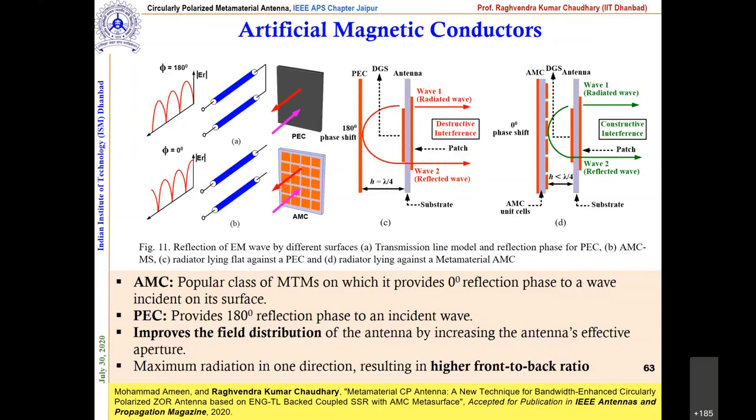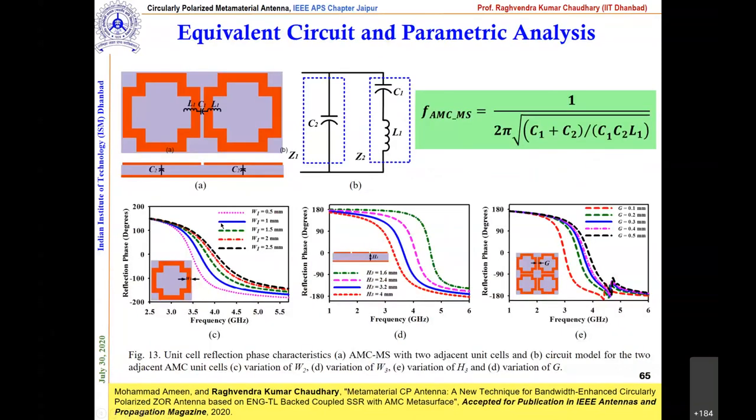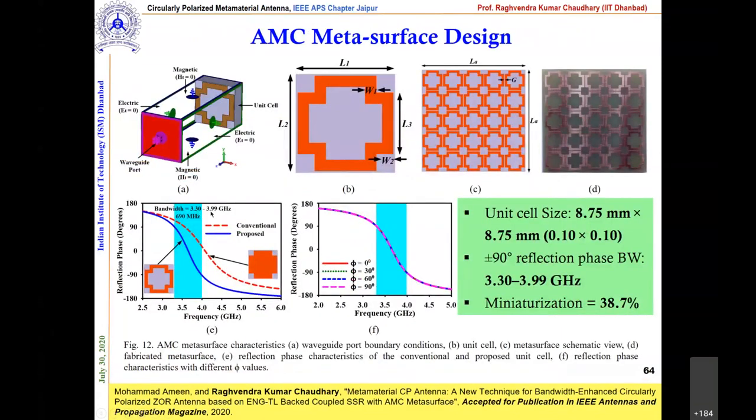We did an analysis, and we tried to manage its capacitance and inductors in such a way that we cross verified with ADS also. We tried to manage it at the same frequencies where this antenna is working. We designed this AMC where the same antenna is working. So here you can see this is working at the same band, this shaded area, 3.3 to 3.99 gigahertz.